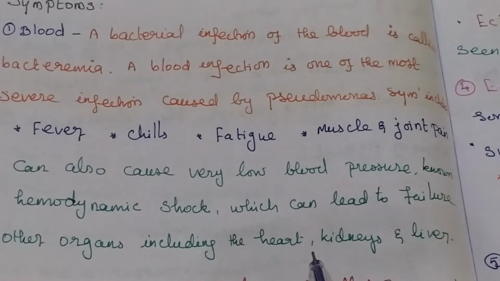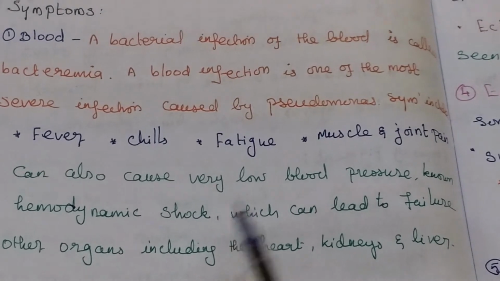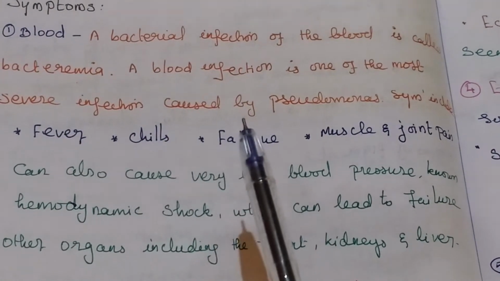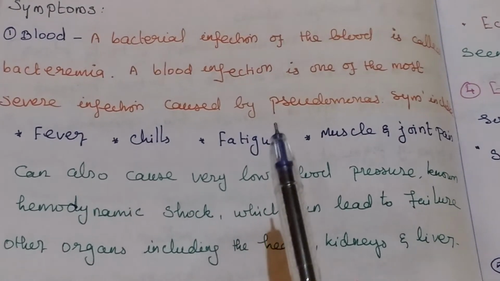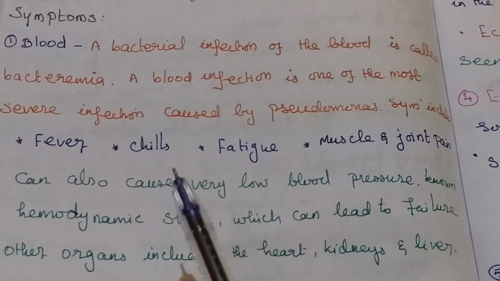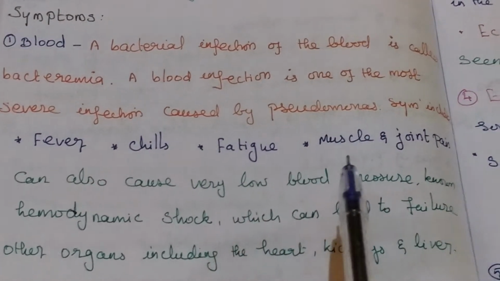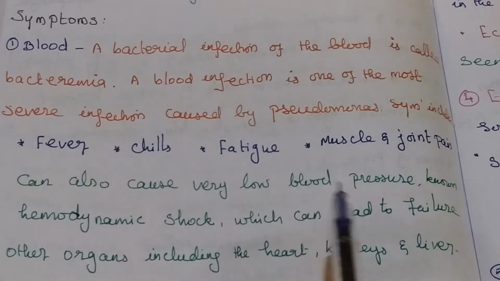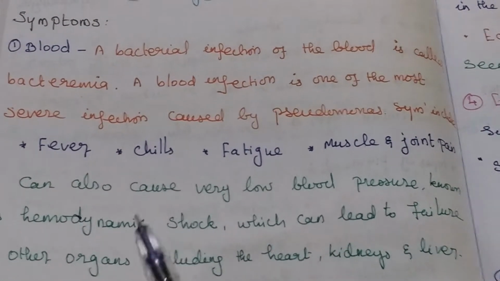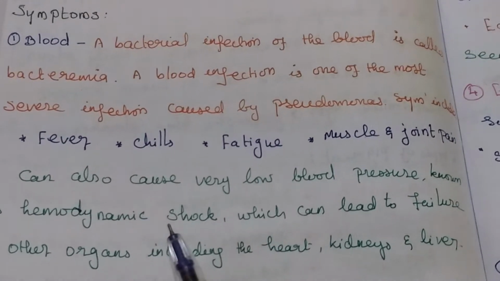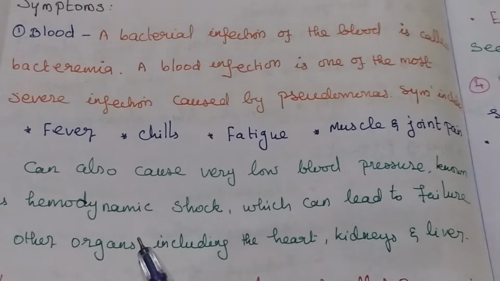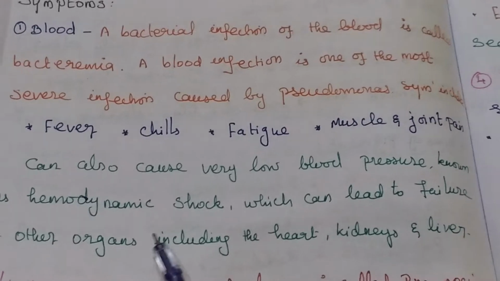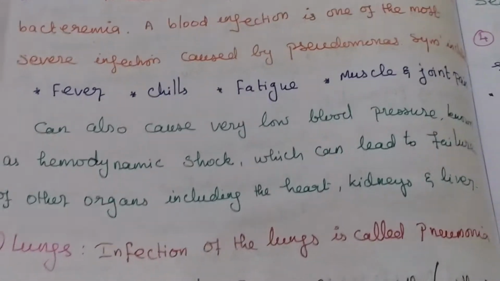When this bacteria enters the blood, it is called bacteremia. It causes severe blood infection. Symptoms include fever, chills, fatigue, muscle and joint pain. It also causes low blood pressure, called hemodynamic shock. It leads to failure of other organs, for example heart, kidney and liver.